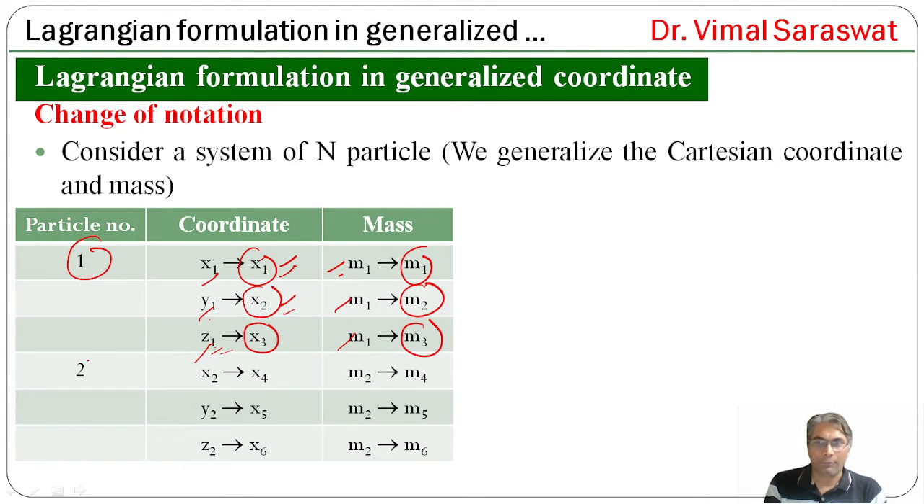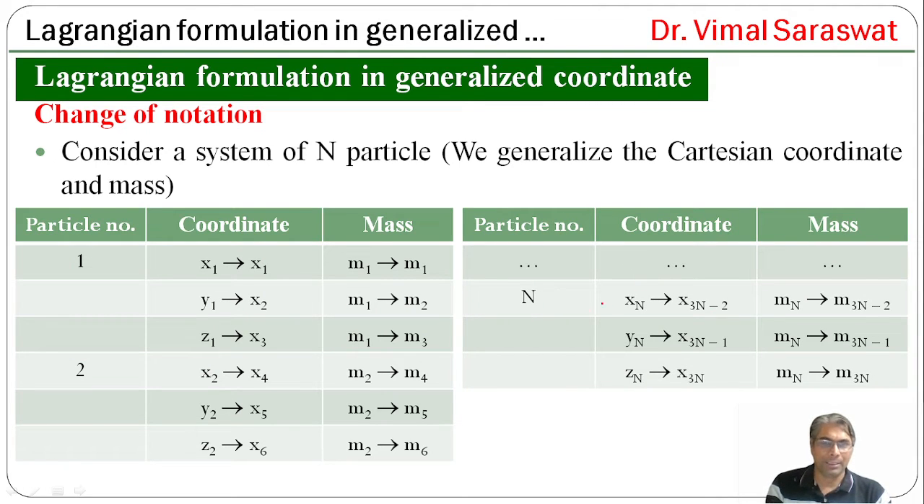Now for particle number 2, the coordinates were x2, y2 and z2. In generalized form, we will write x2 as x4, y2 as x5 and z2 as x6. The mass corresponding to x4 is m4, the mass corresponding to x5 is m5 and the mass corresponding to x6 is m6.